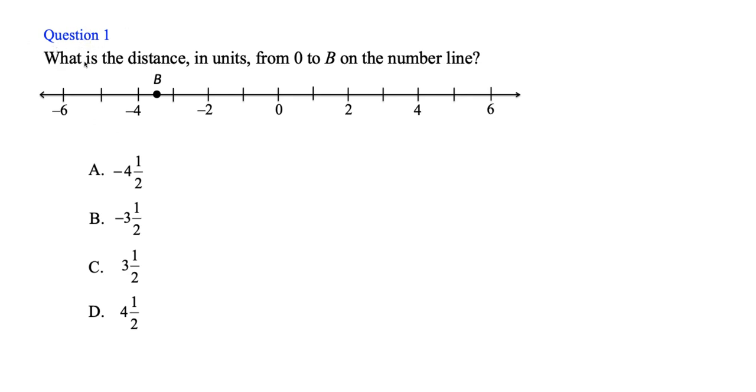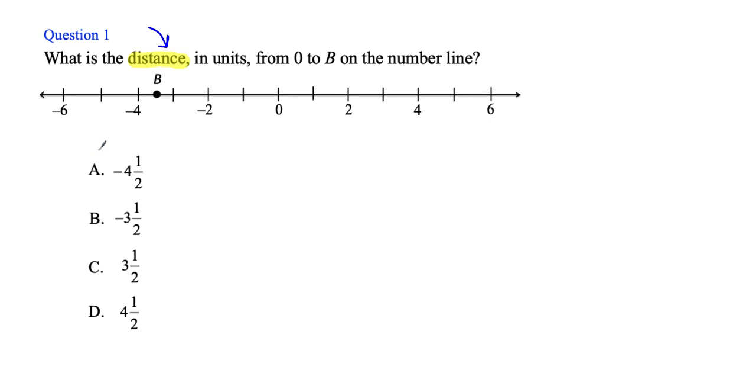It says, what is the distance in units from 0 to b on the number line? So from 0 to b, what's the distance? Before I jump in here, I want to highlight a really important word right here, distance. Whenever you see the word distance, your answer has to be positive because we never measure distance in negative units. So again, when you see this word right here, your answer has to be positive. So any answer choice that contains a negative sign, you can eliminate.